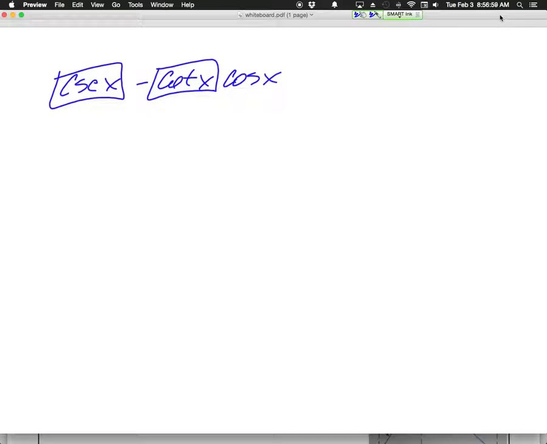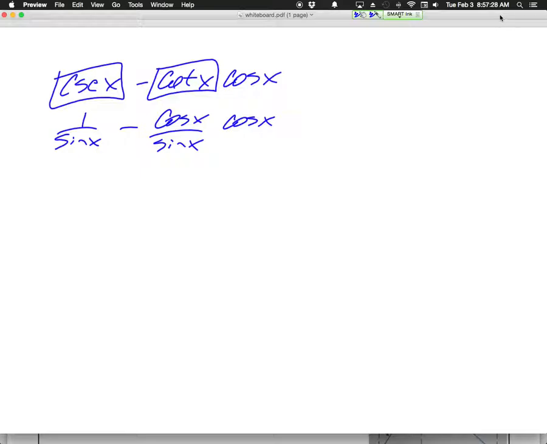So what can I take cosecant and turn it into? 1 over sine of x. And what can I take cotangent and turn it into? Cosine of x over sine of x. Okay, so a rule of thumb is, if you don't know what to do, change everything to sine and cosine using a reciprocal or a quotient identity, which is what we did there.